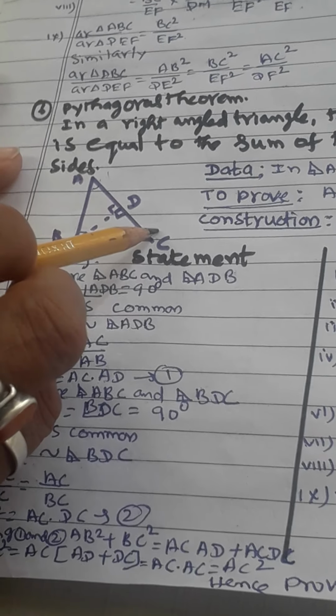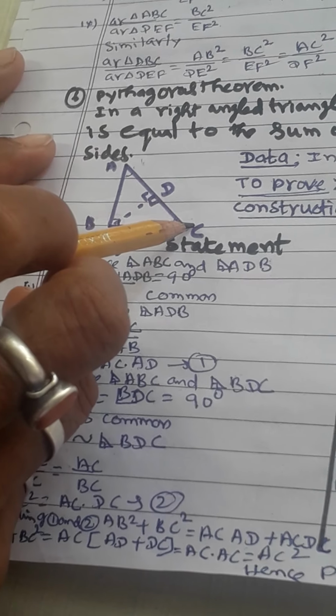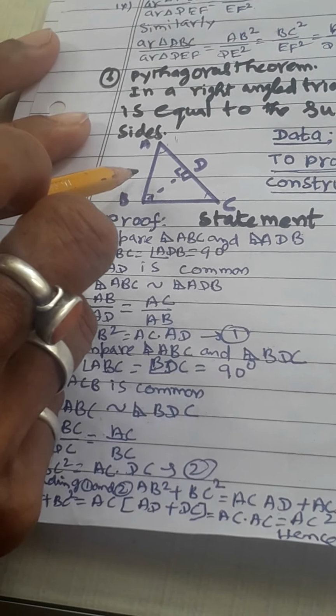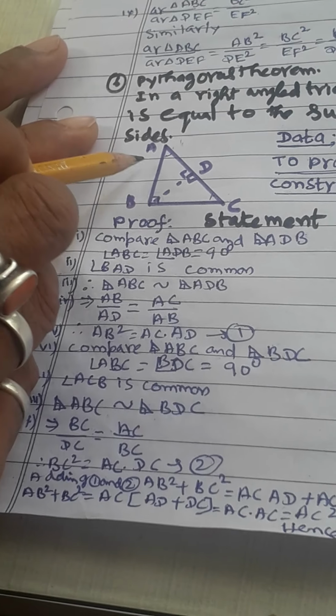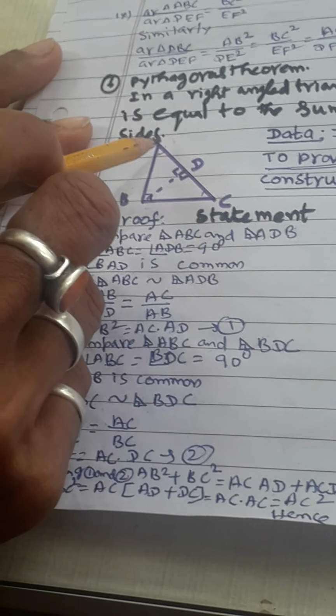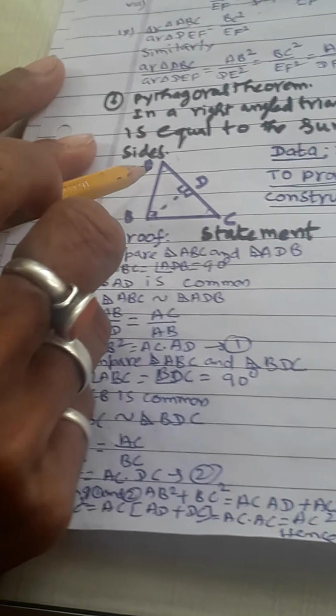Hypotenuse square, that is AC square, will be equal to the sum of the squares of the other two sides. What are the other two sides? AB square plus BC square. That means what you have to prove is AC square is equal to AB square plus BC square. That is what you have to prove.